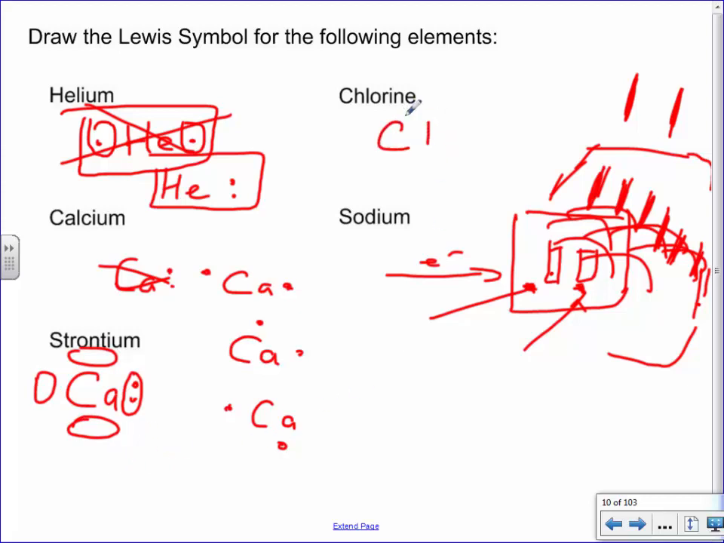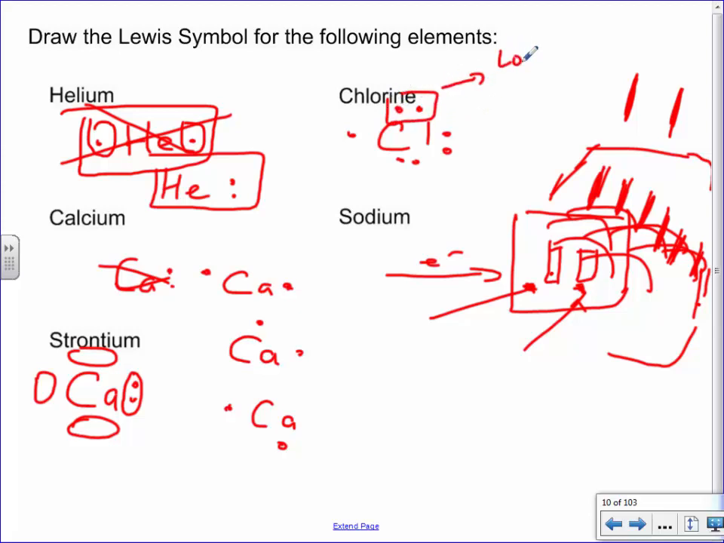Chlorine, let's do that one. Chlorine would need 7, so it needs like 1, 2, 3, 4. And then now I start pairing them up. So 5, 6, 7. I don't care which side has the single electron. The terminology that I'm going to use later, I may as well show you now.